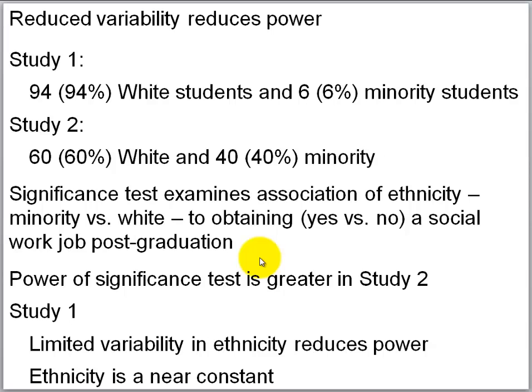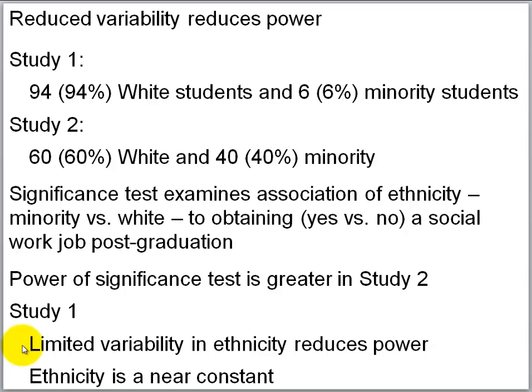Let's presume that in the population, that is to say, if we had unlimited numbers of white and minority students in study 1 and study 2, that we would have the same difference. In other words, we're going to presume that we've got the same size of association. But in which situation will we have greater statistical power? The power of the significance test will be greater in study 2. So the message is that restricted variability in either the independent or dependent variable, other things being equal, reduces power.